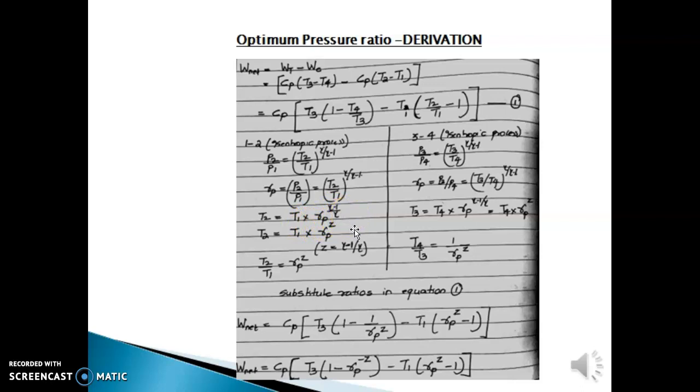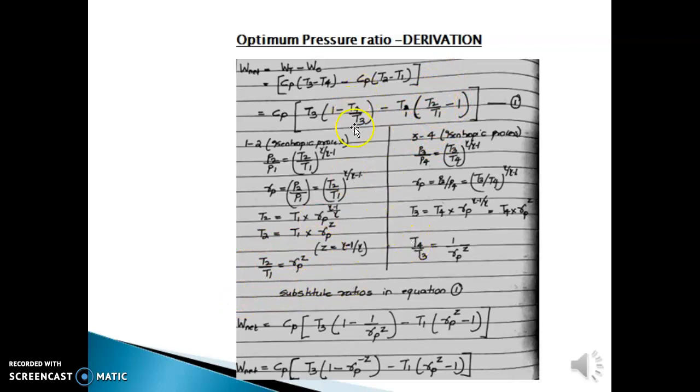From there I can write the ratio for T2 by T1. So T2 by T1 is equal to pressure ratio raised to Z, where Z is equal to gamma minus 1 by gamma. Right? I've written Z in order to simplify the equation so that the derivation will become a bit easier. So initially, I found the ratio for T2 by T1. So I found an expression.